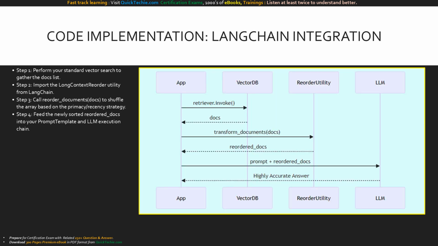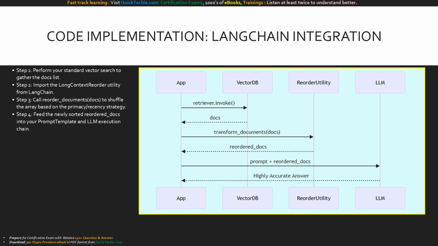Let's deep dive into the code and see how easy this is to build. Implementing document reordering in LangChain is astonishingly straightforward. First, you perform your standard vector search to get your retrieved documents. Then, you instantiate the LongContextReorder utility.